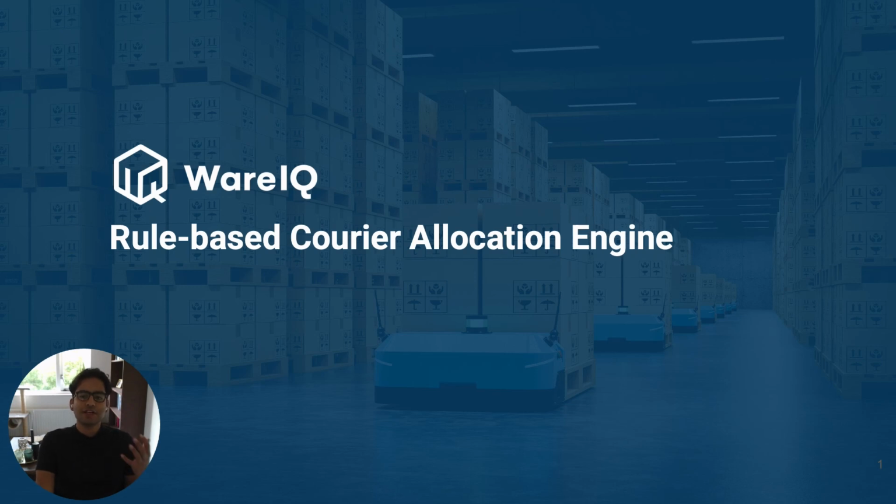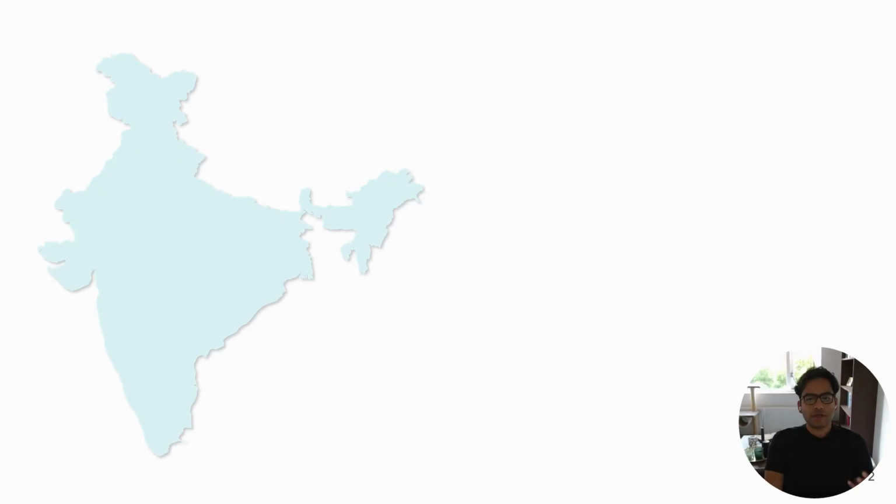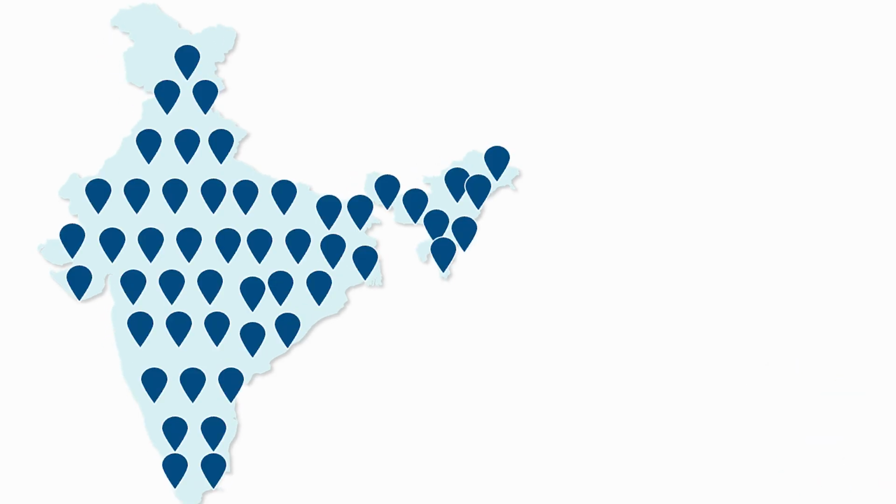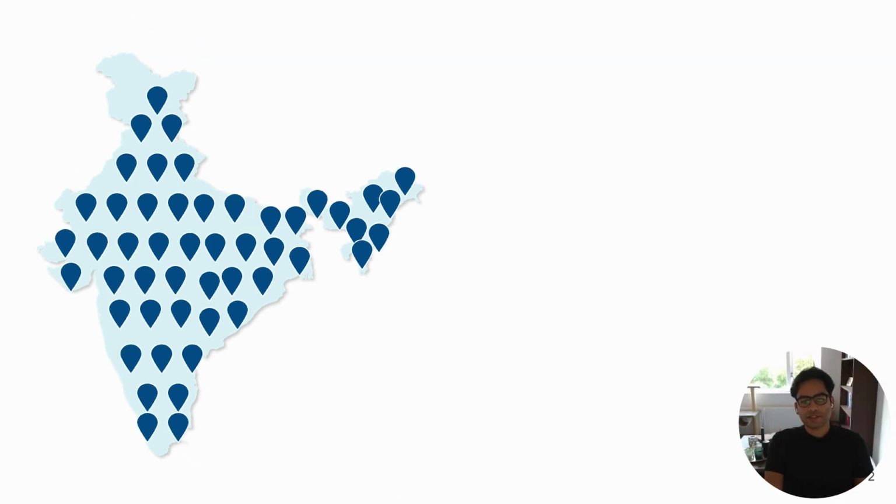Hi, I'm presenting a feature on rule-based courier allocation and why it is important. E-commerce last mile delivery is complex in India with over 27,000 pin codes. Brands at scale must rely on multi-carrier shipping.